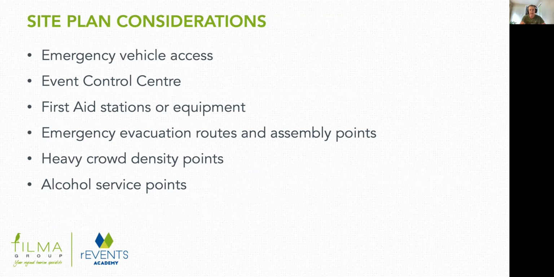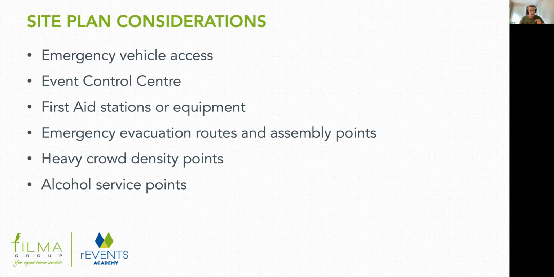Now, just a couple more things. Site plan considerations. We're going to cover off on site planning in one of our little bite-sized recorded sessions, but I just wanted to touch on a few things around emergency management. So when you're looking at your site plan, there's some really key things you need to consider in case of an emergency. So the emergency vehicle access.